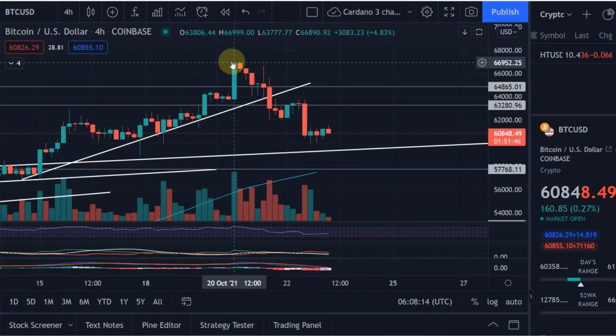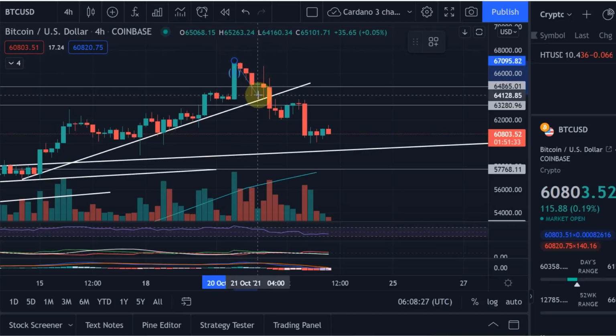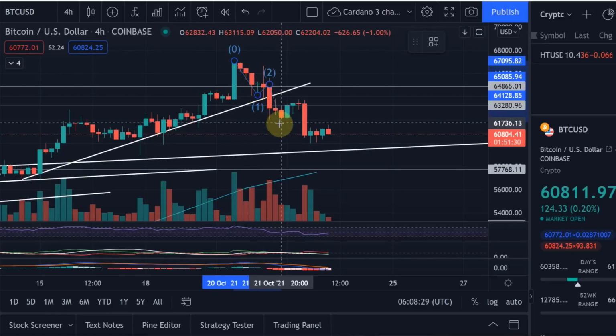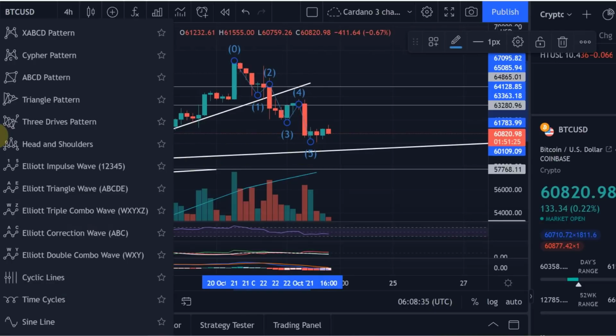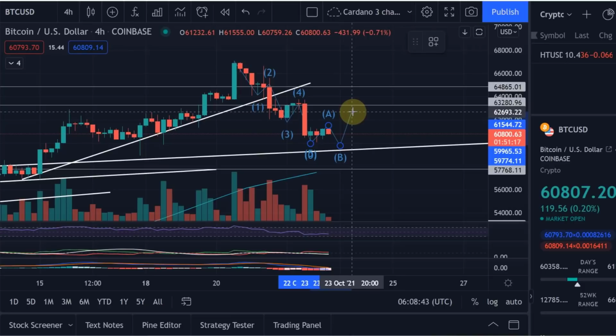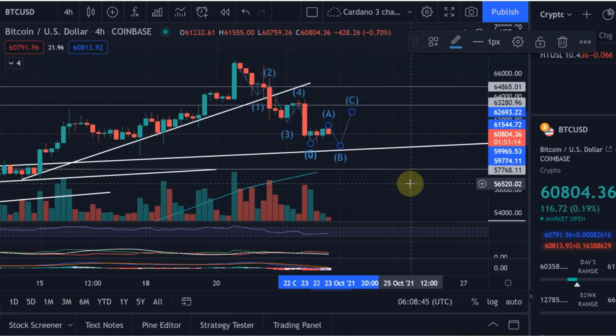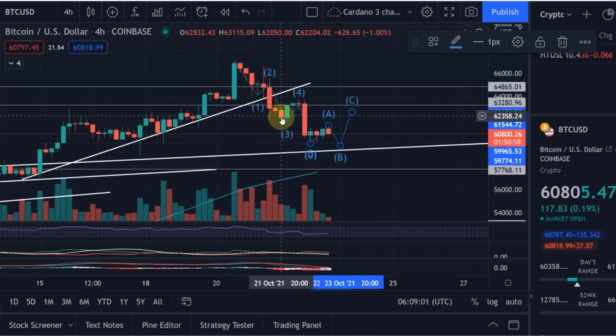Bitcoin obviously dropped, in my opinion, in a five-wave move. If we take the Elliott Wave counts here, we could say that it was a 1, 2 retracement, then a 3, 4, and a 5. Now you could potentially get something like an ABC. So for example, from here we could get an A, a B, and a C before we then carry on further down. That is one possibility that I talked about, because this is really looking like a small downtrend that is beginning here.